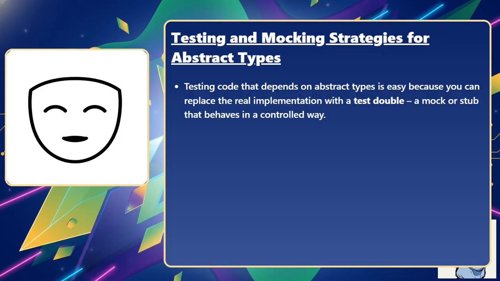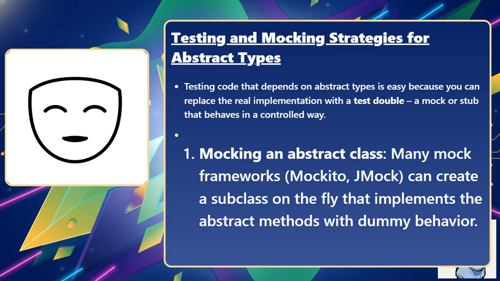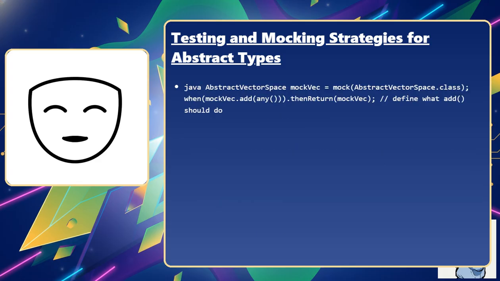Testing code that depends on abstract types is easy because you can replace the real implementation with a test double, a mock or stub that behaves in a controlled way. Mocking an abstract class. Many mock frameworks such as Mockito and JMock can create a subclass on the fly that implements the abstract methods with dummy behavior. AbstractVectorSpace mockVec = mock(AbstractVectorSpace.class); when(mockVec.add(any())).thenReturn(mockVec); // define what add should do.